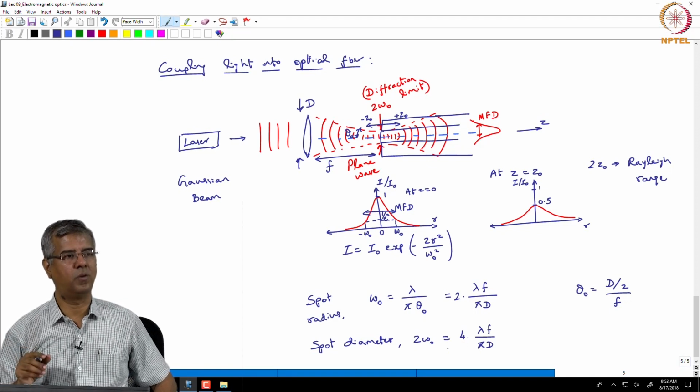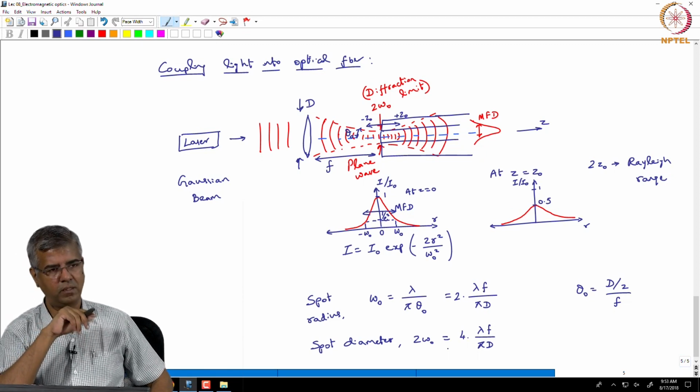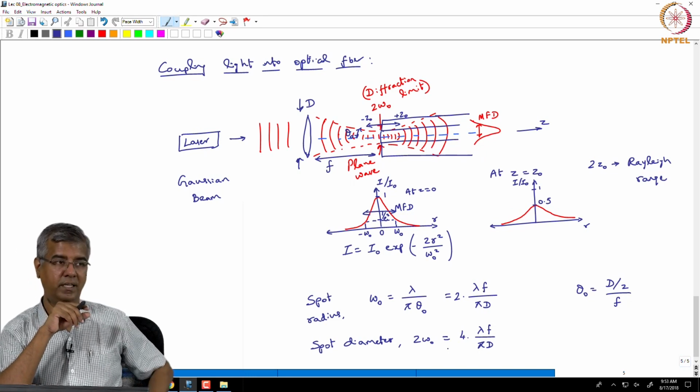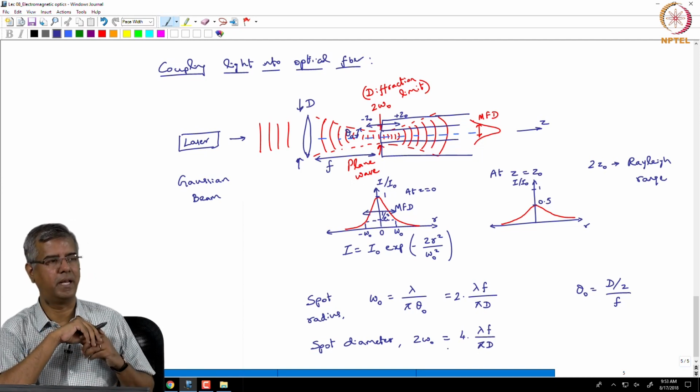You can get a much smaller spot size as you go to much smaller lambda, and you also get a smaller spot size with smaller focal length and a larger beam to start with. D corresponds to the diameter of the beam.